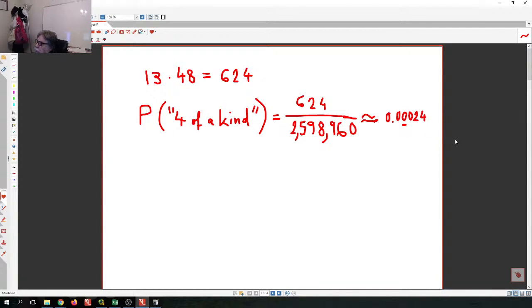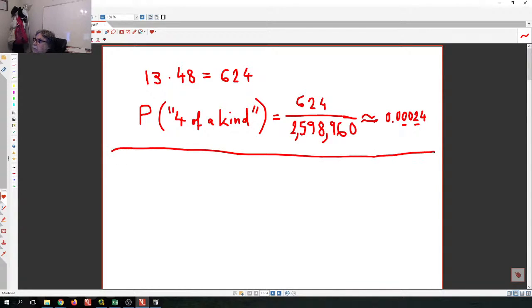Here is the place of a percent, so it's 0%, and you can say this is 2 places further. This is a 2% over 1%. A little more. You can say 2.4% over 1%. Okay. So this is the chance of getting a 4 of a kind.